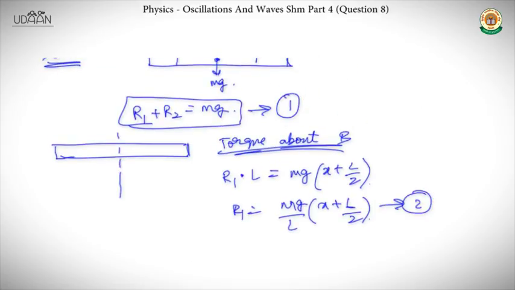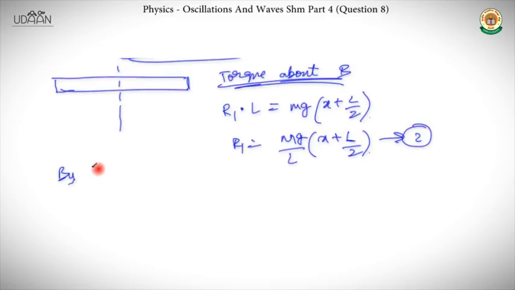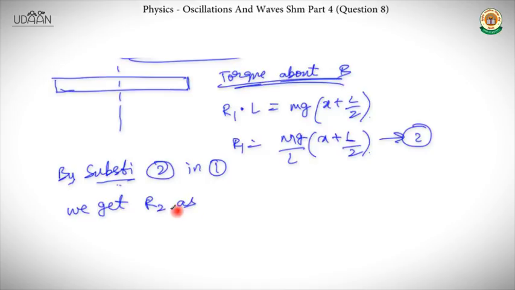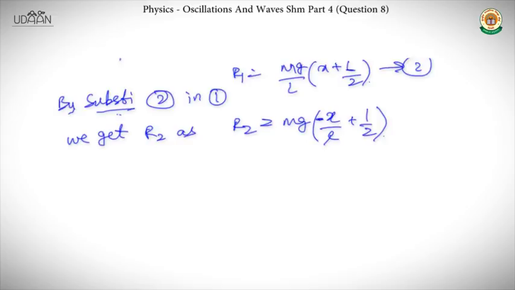Right. By substituting 2 in 1, okay, we get R2 equal to mg into half minus x by L. Note that here R2 is the normal reaction from the wheel B. Yeah. Okay. From wheel B, perfect.